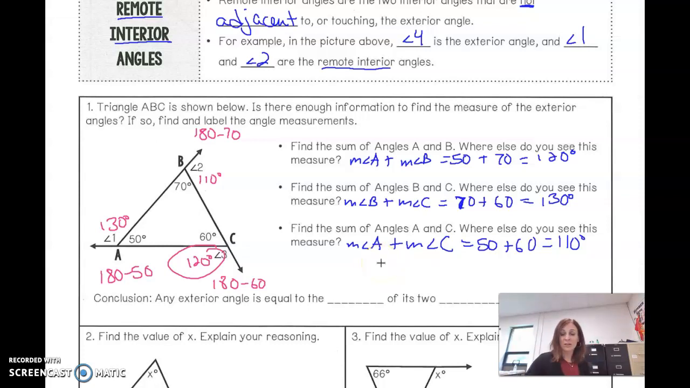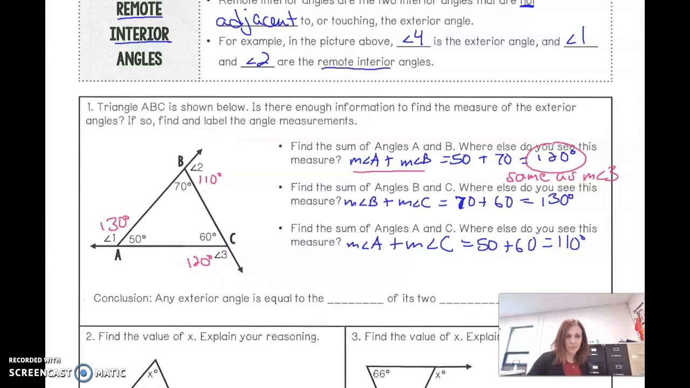So 120 degrees, look up here. The measure of angles A plus B also equals 120, okay? So we're going to say same as the measure of angle 3. So this and this equals this one. Let me erase some of this stuff here. It'll be a little easier to see. Okay, so what I just said, 50 plus 70 equal 120.